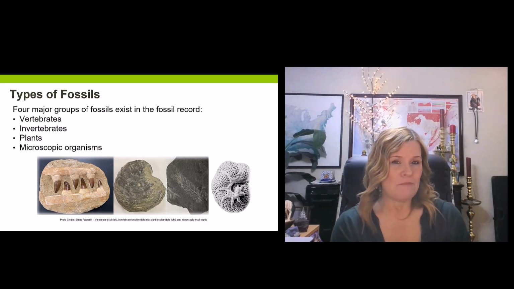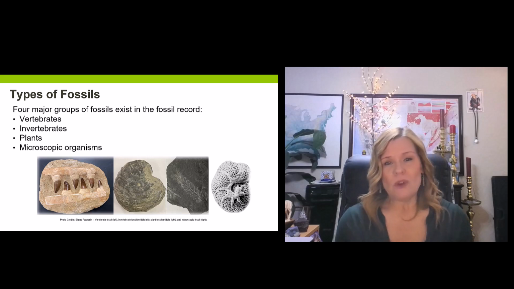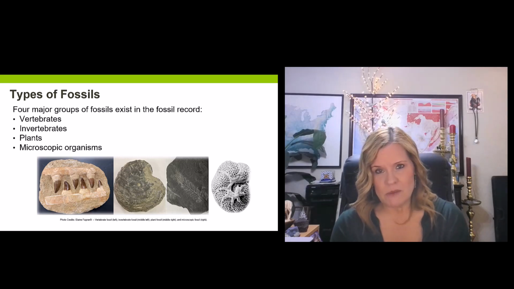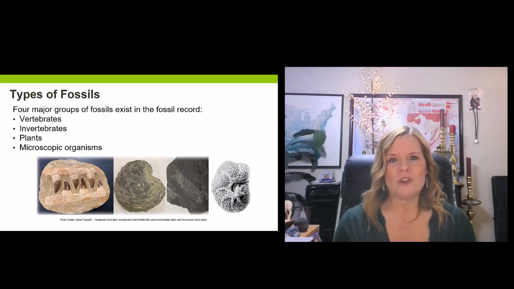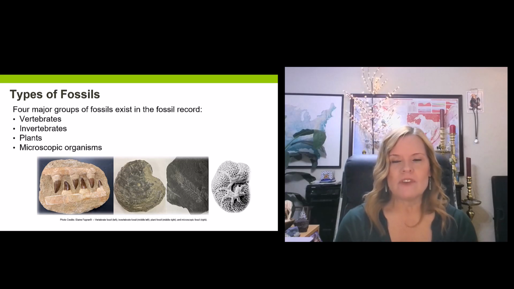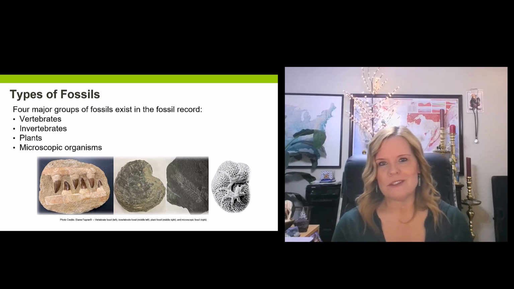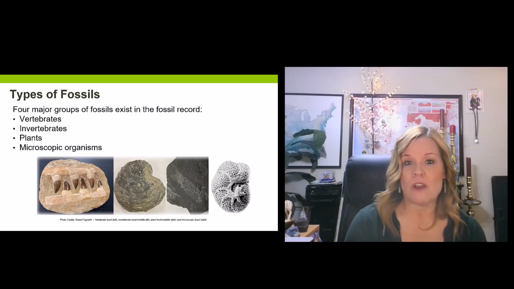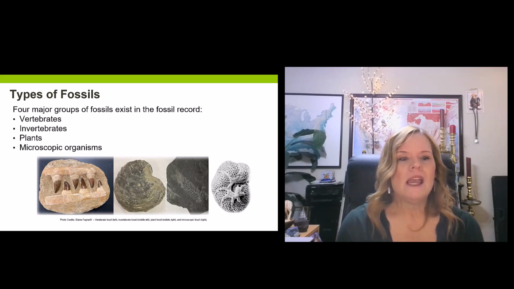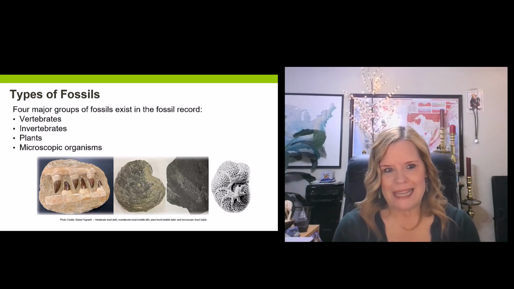There are those that have backbones, which are vertebrates. Those that don't have backbones, which are the most common, are invertebrates in terms of fauna. So fauna are those that are invertebrates and vertebrates, and then those that are microscopic. And then there are those that are flora, which are plants.